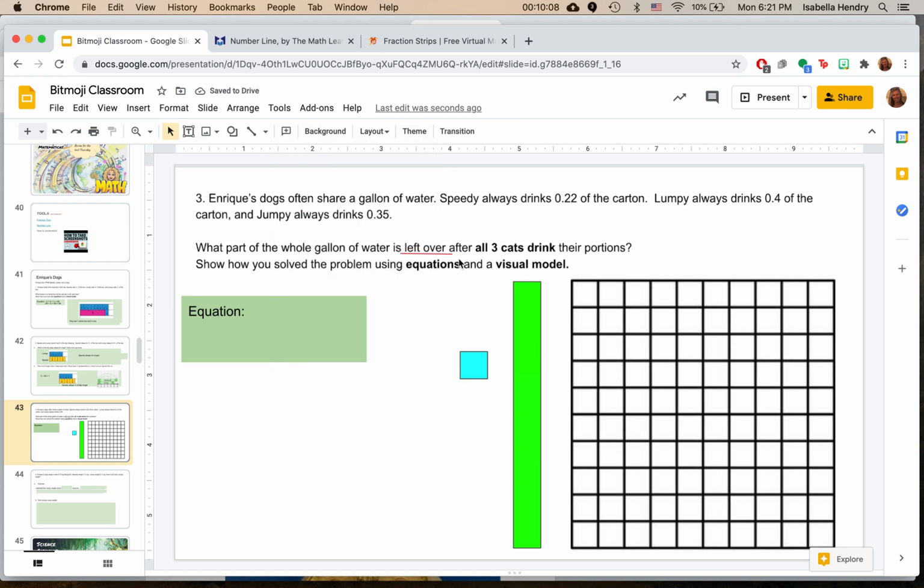I wrote cats again. I really want these dogs to be cats. After all 3 dogs drink their portions. Show how you solve the problem using equations and a visual model.